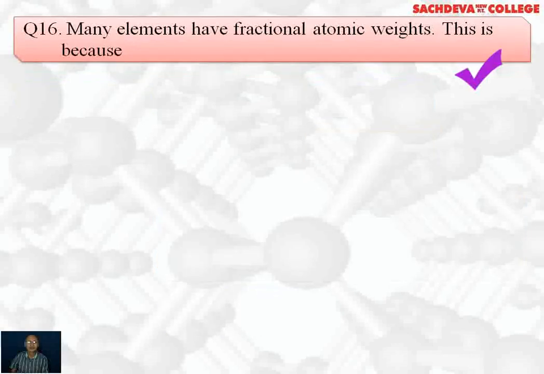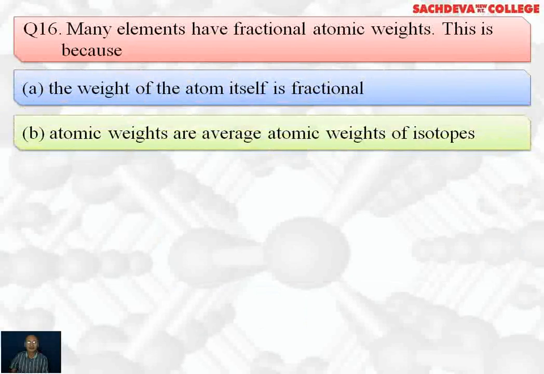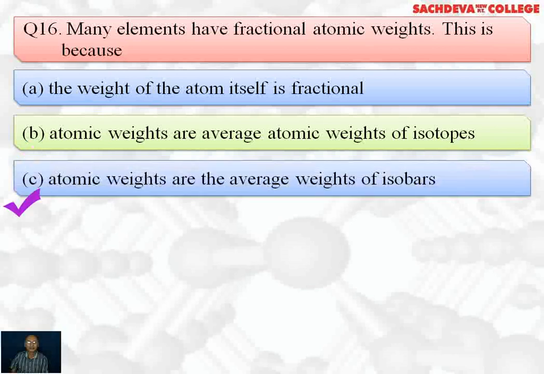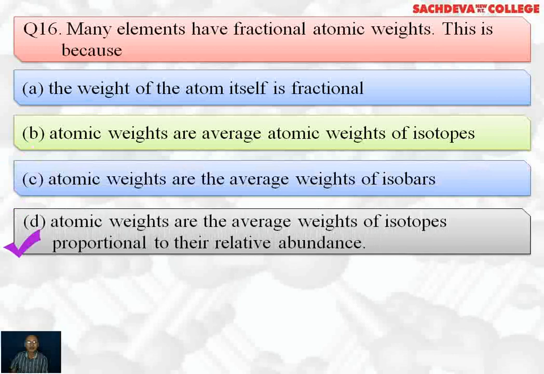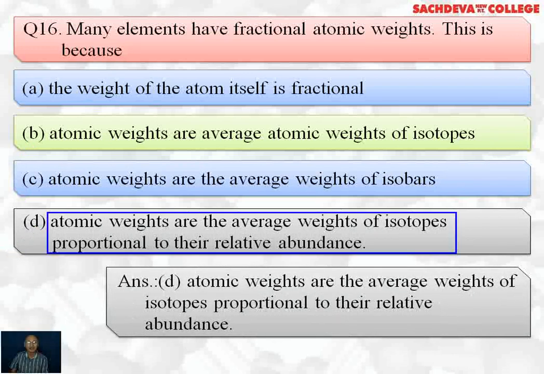Next question. Many elements have fractional atomic weight. This is because the weight of atom itself is fractional. B part, atomic weights are average atomic weights of isotopes. C part, atomic weights are the average weights of the isobar. D part, atomic weights are the average weights of isotope proportional to their relative abundance. The best answer is D part, atomic weights are the average weights of isotopes proportional to their relative abundance.